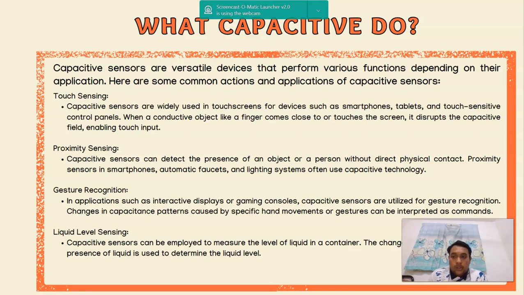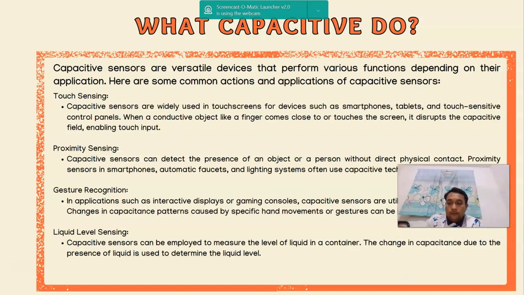Secondly is proximity sensing. Capacitive sensors can detect the presence of an object or a person without direct physical contact. Proximity sensors in smartphones, automatic faucets, and lighting systems often use capacitive technology. Third is gesture recognition. In applications such as interactive displays or gaming consoles, capacitive sensors are utilized for gesture recognition. Changes in capacitance patterns caused by a specific hand movement or gesture can be interpreted as a command.